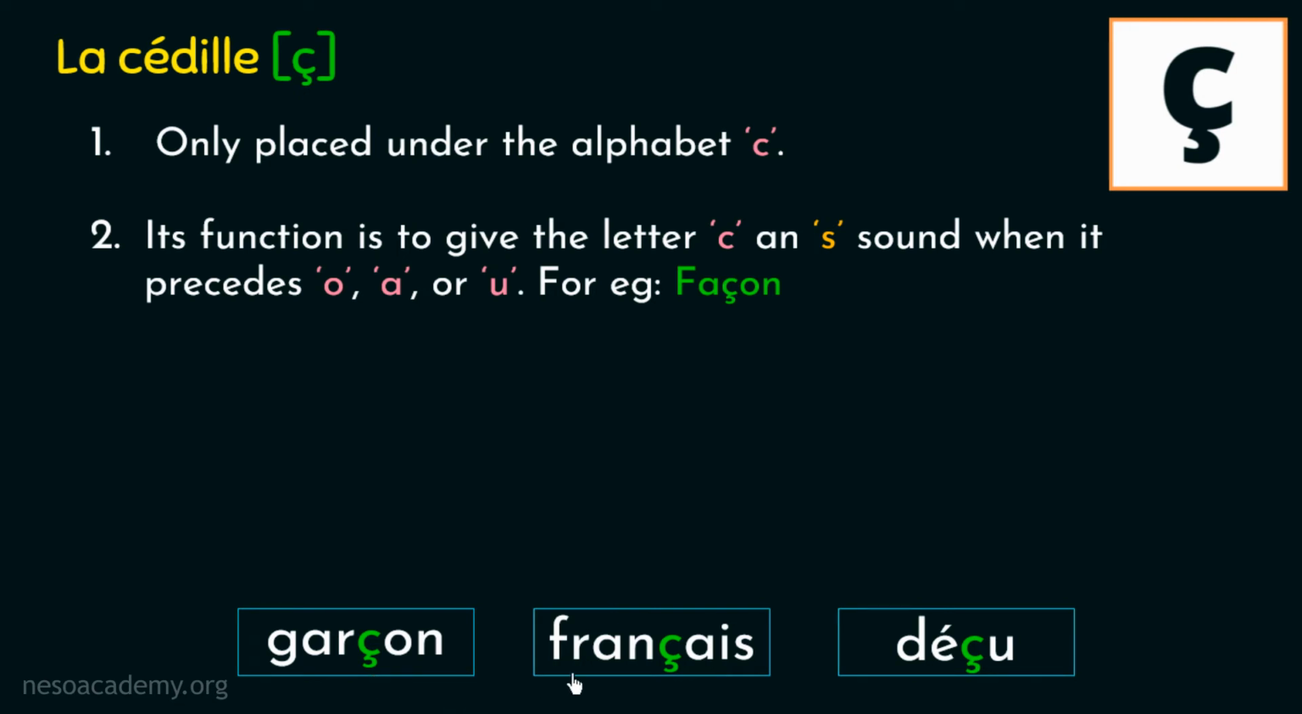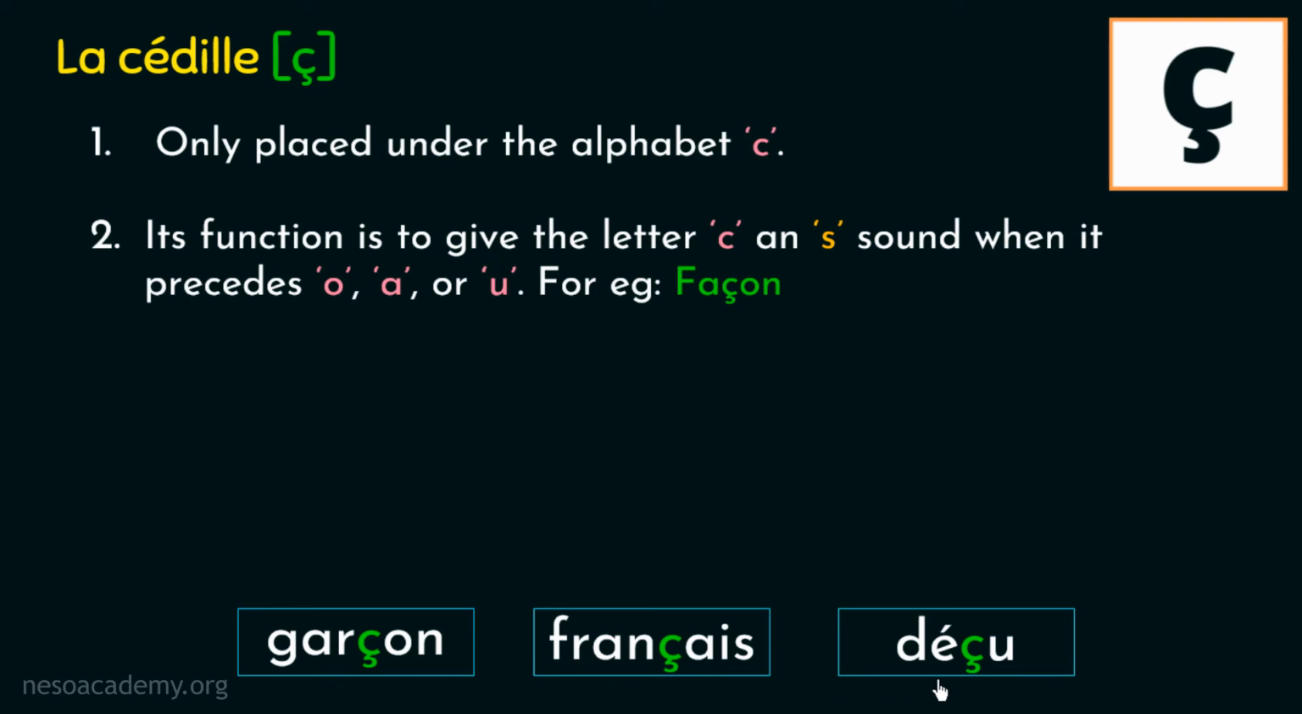Now check out the pronunciation of this second French word. In French it is pronounced as français. So here also you can observe that the alphabet C with the accent Cedille is preceding the alphabet A, hence it will give the sound of the alphabet S.